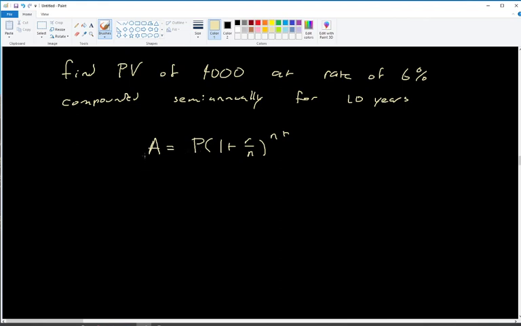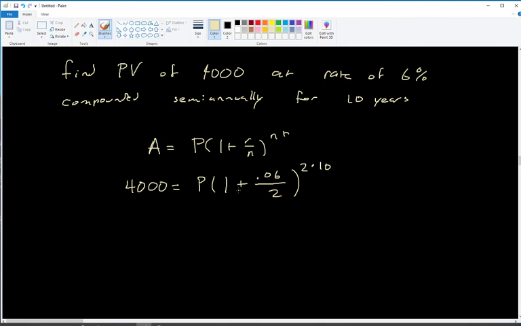So they're telling us the present value of $4,000. $4,000 is the future value. That's what the present value has grown to. So we're going to use P as a placeholder for the present value. 6% is our interest, so 0.06 divided by semi-annually means twice per year. So we divide it by 2, and then that's over 10 years. So I got P times this whole block of stuff here.